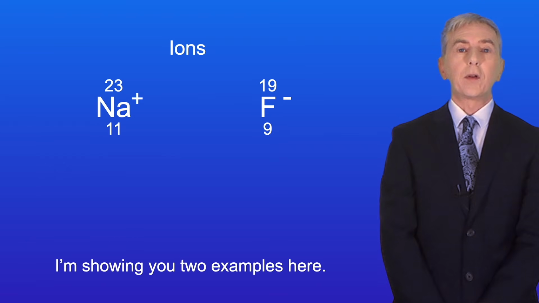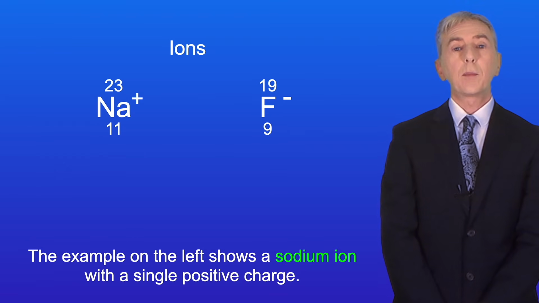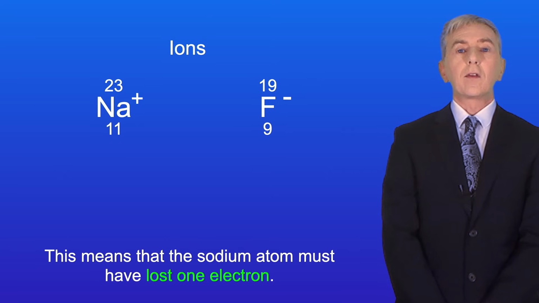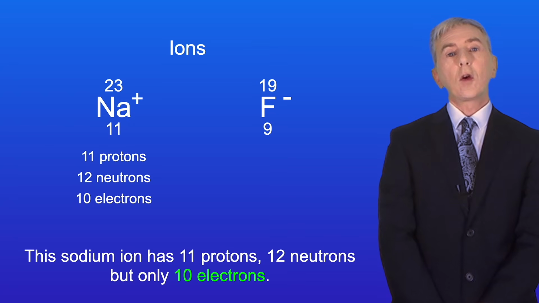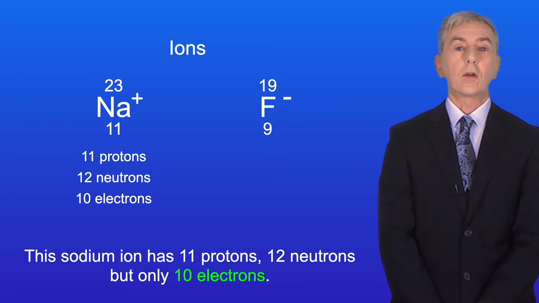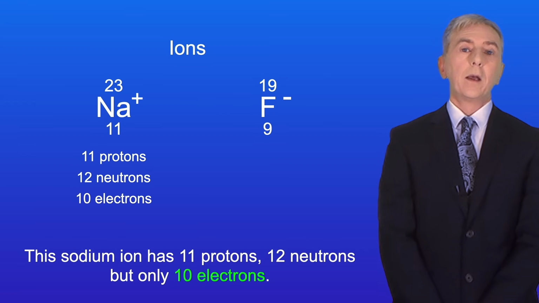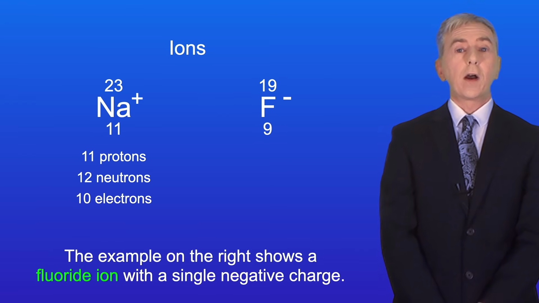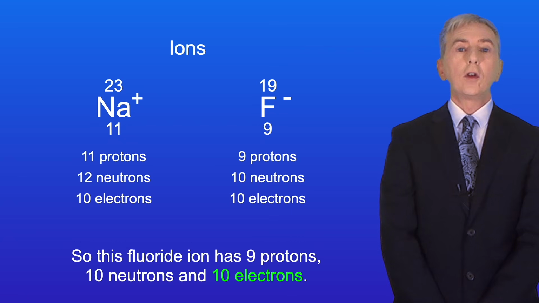I'm showing you 2 examples here. The example on the left shows a sodium ion with a single positive charge. This means that the sodium atom must have lost 1 electron. So this sodium ion has 11 protons, 12 neutrons, but only 10 electrons. The example on the right shows a fluoride ion with a single negative charge, so the fluorine atom must have gained 1 electron. So this fluoride ion has 9 protons, 10 neutrons and 10 electrons.